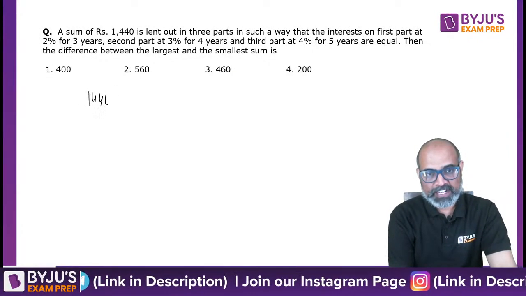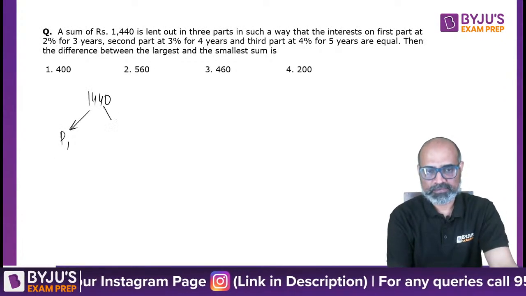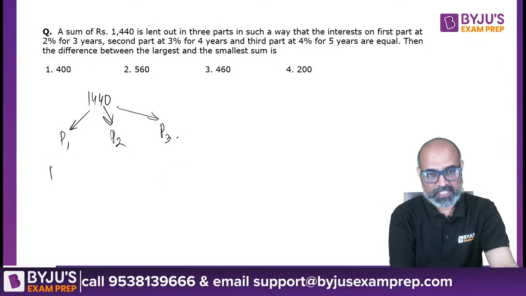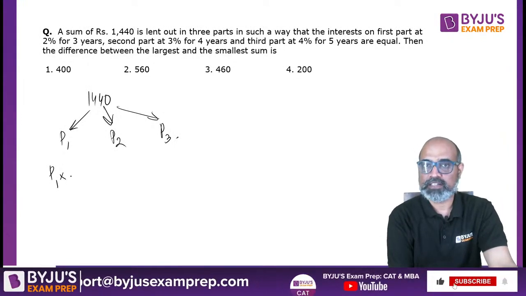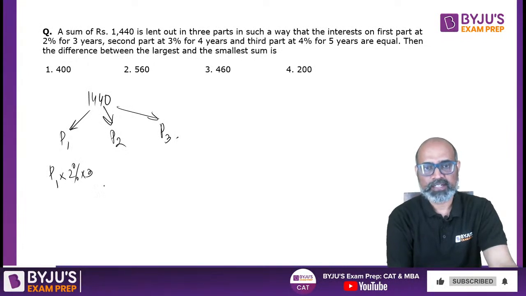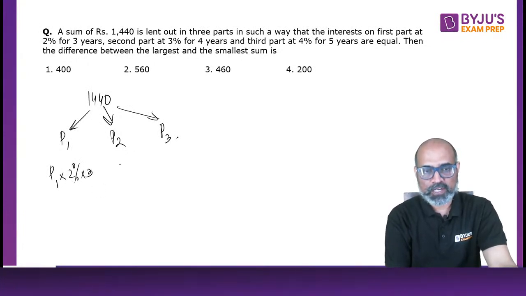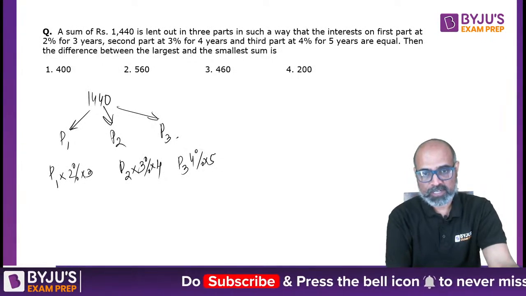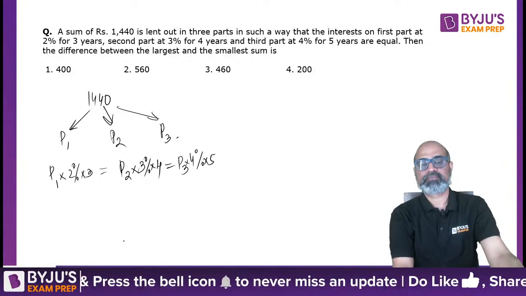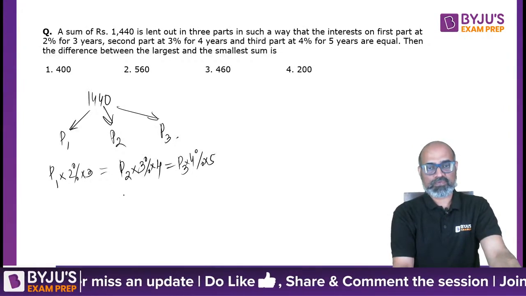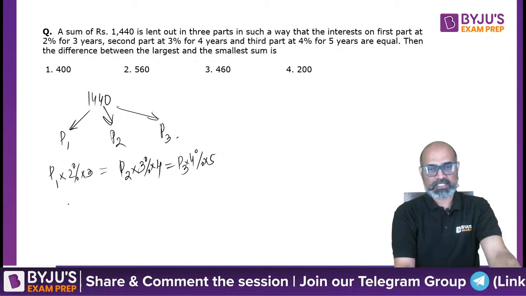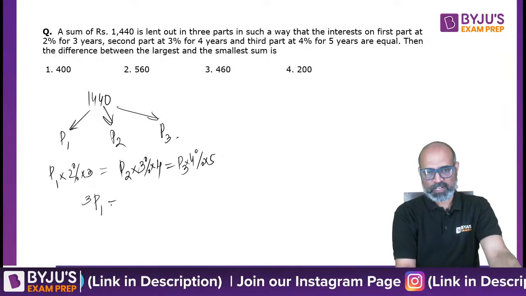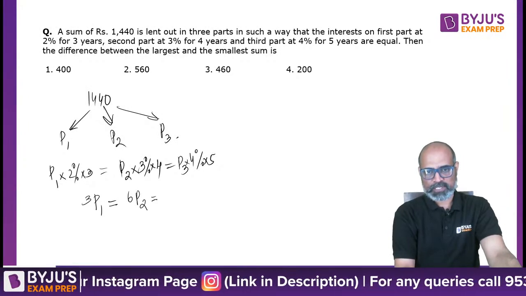So if we divide 1440 into one part, another part, and a third part, such that the interests are equal, we can say P1 at 2% for 3 years, and P2 at 3% for 4 years, and P3 is going to be 4% for 5 years. It's given that they all are equal. So can we say that, what can we get rid of? The 2 and the percentage, let's remove them from everywhere. So can we say that 3P1 is equal to 6P2, that is equal to 10P3.